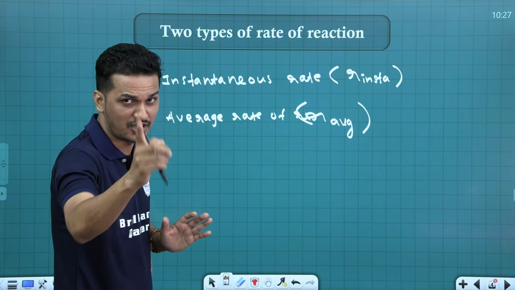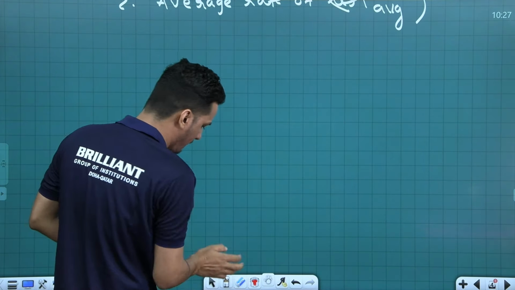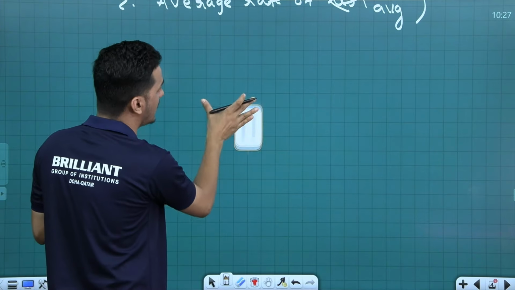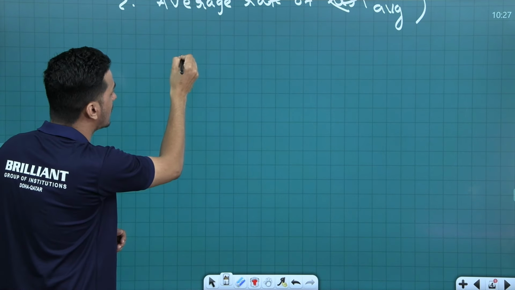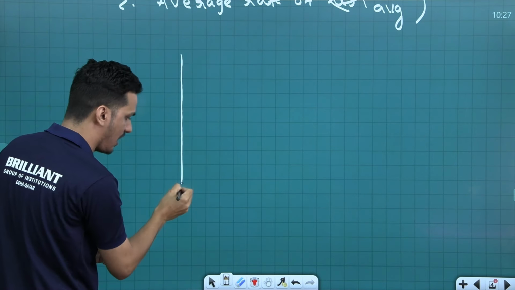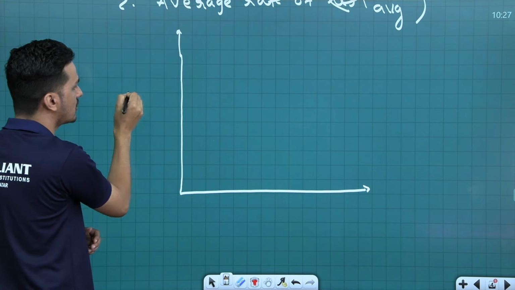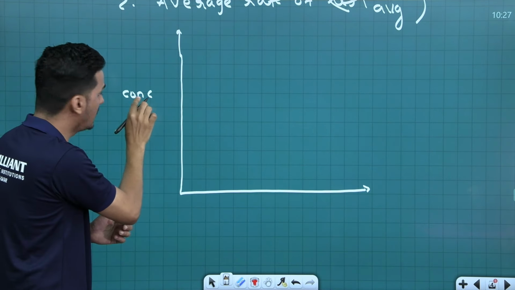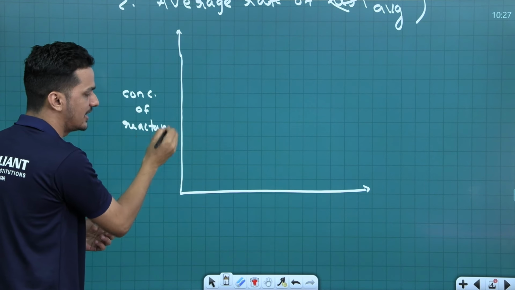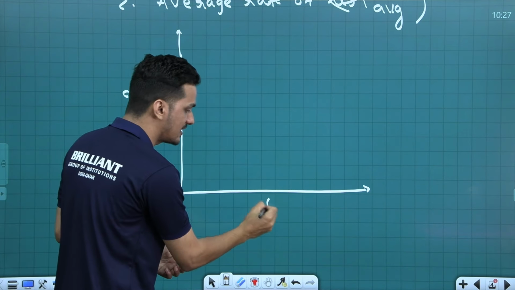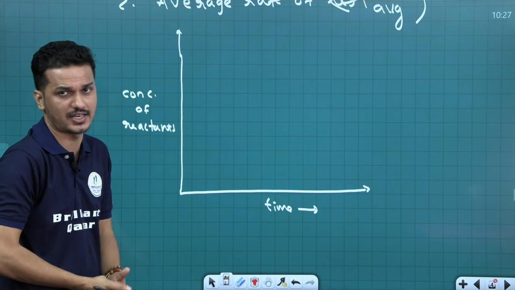Listen to me very carefully, guys. I'm going to draw the graph. This is the graph between concentration of reactant versus time. Here in the y-axis I am taking concentration of reactant, and in the x-axis I am taking time, in seconds.